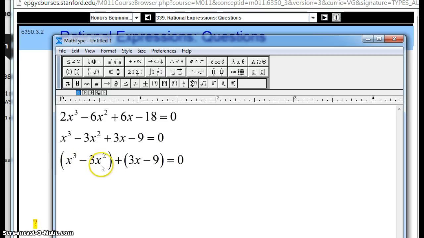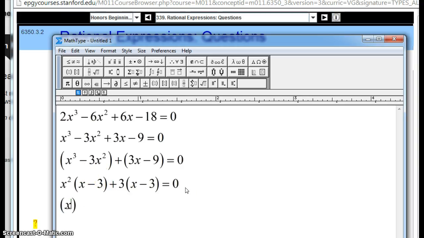Now, what can we factor from here? Well, we can factor x squared. That's the greatest common factor, x squared. So actually, we don't need parentheses, x squared times x minus 3. See, when we factor the x squared, this becomes x, and this becomes 3. So x squared times x minus 3, and then plus, and we can factor 3 from here, 3 times x minus 3. Aha! So now we see a common factor. We have this quantity plus this quantity equals 0.